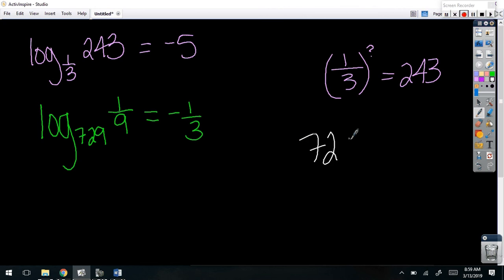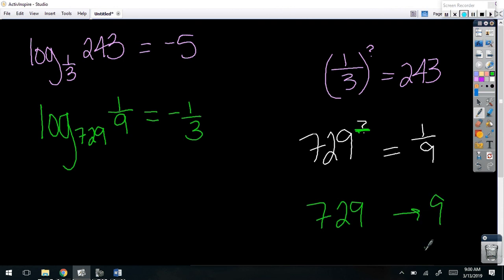729 to the what power gives me 1/9? I already know it's going to be negative. I need to flip it over, right? All right, so negative, I'm just going to put in there, and I'm going to say, okay, so what do I need to do to 729 to get it to 9? It's getting smaller, so I got to do some root. Well, square root's not going to get there. What about third root? Yes, the third root of 729 is in fact 9.